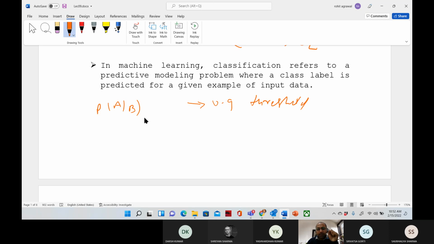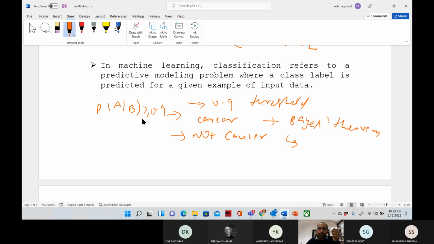So if this probability is greater than 0.9, then I said, okay, this is a cancer, else it is not cancer. If you remember from the first lab, we discussed the Bayes theorem. In the Bayes theorem, I gave you a numerical. In that numerical, you were going to calculate this conditional probability. And in the question I just added one more thing.